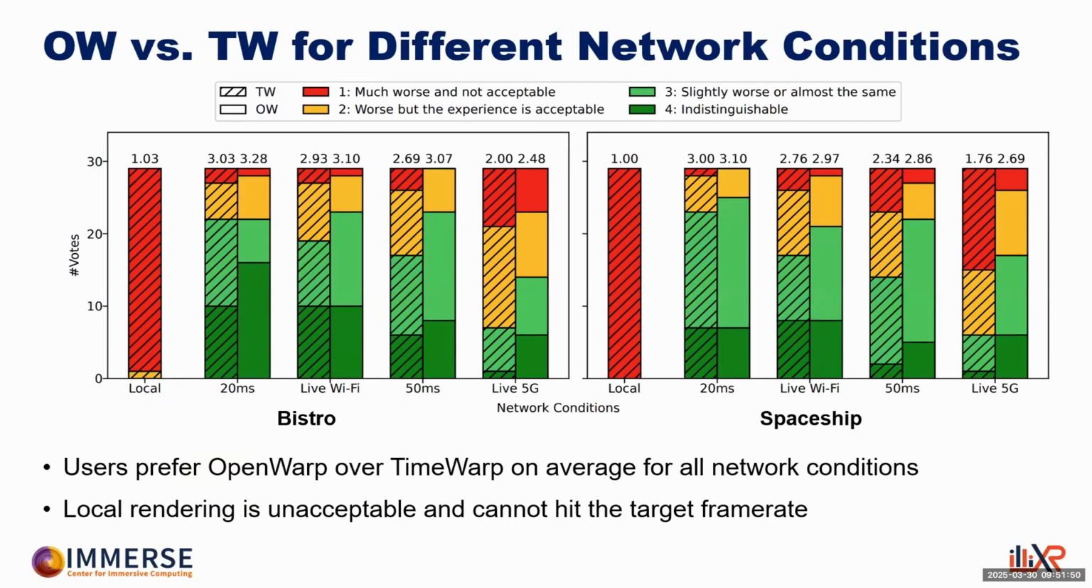And now just to show the results separated by scene and network condition, we still see that OpenWarp consistently maintains an advantage over time warp across all the scenarios. And I would also emphasize that pretty much every user, except for one user on one particular scene, rated the experience as always unacceptable when rendering locally. And that's because the Jetson cannot run these applications at the target 90 FPS, and it was only running at like 10 to 20 FPS at best.